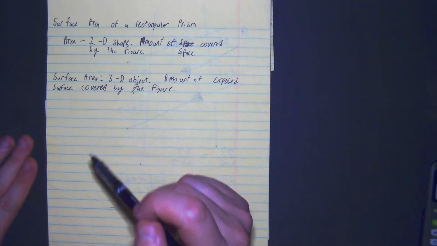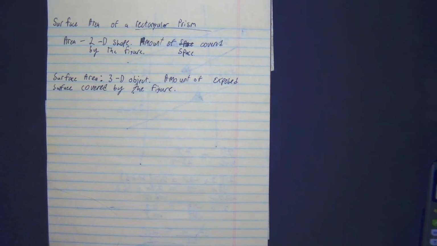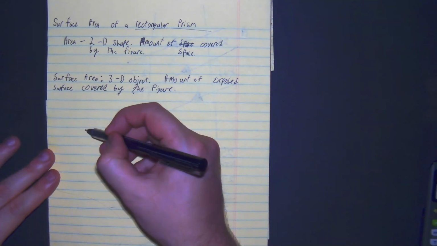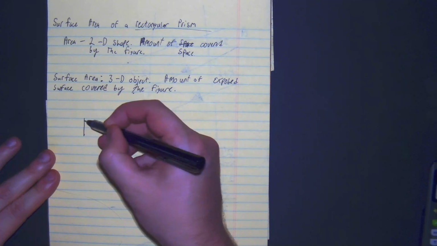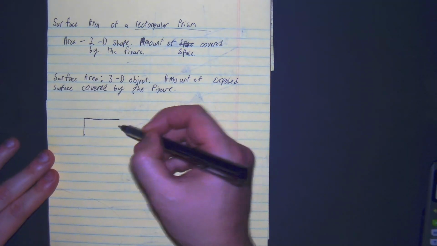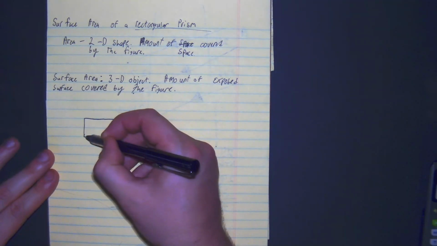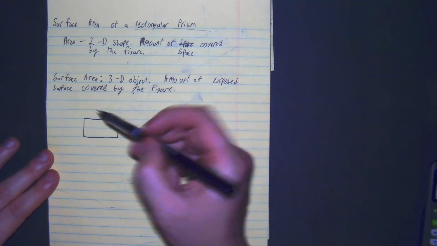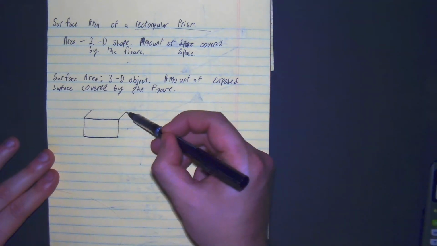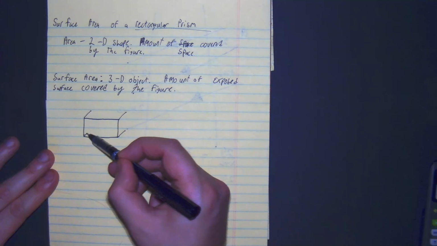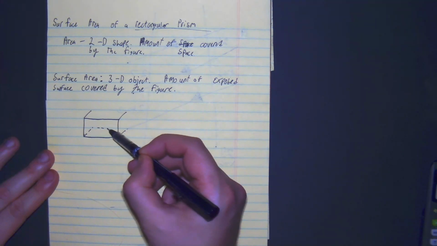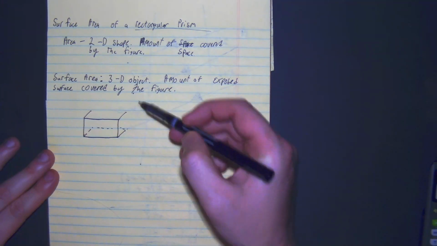Well, now that we kind of have an idea, let's talk about a rectangular prism. Easy way to draw it. Draw a rectangle first. And then draw lines going outward.